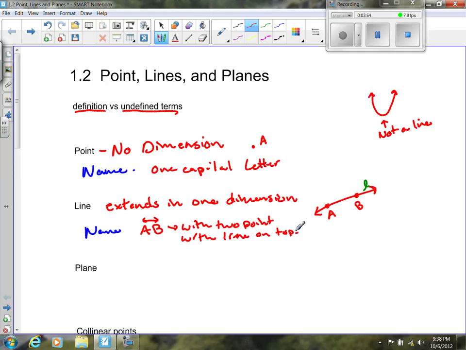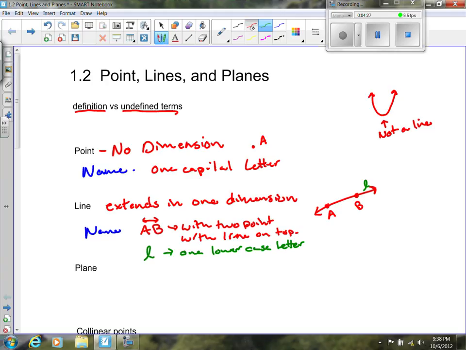Now the second way you can name it is sometimes they have a lowercase letter, and it's often kind of a cursive letter. You can use just one lowercase letter. So if you have a lot of different lines crossing, they oftentimes will try to just use one letter to talk about that line to make it a little bit simpler.